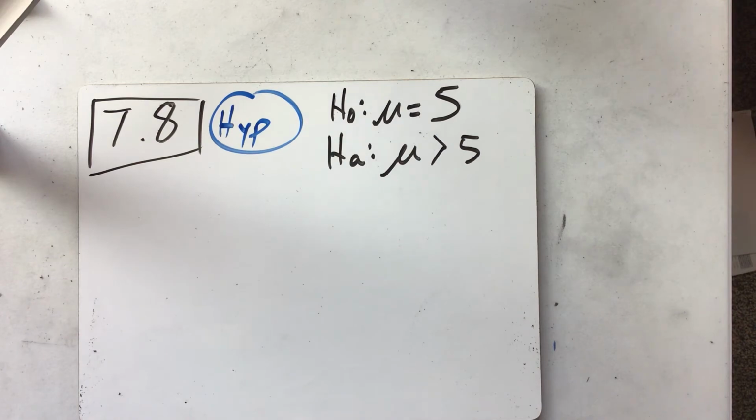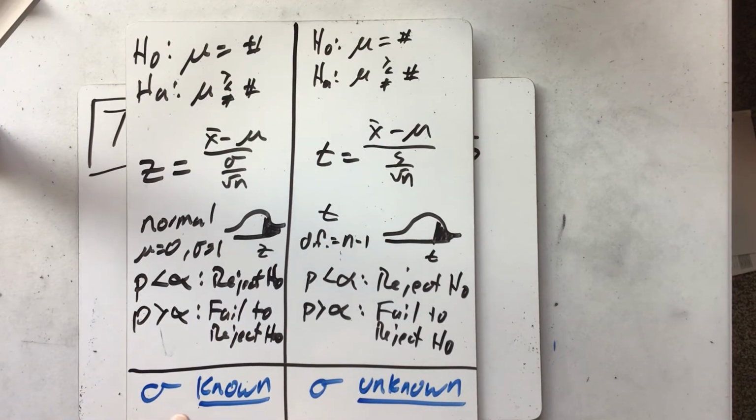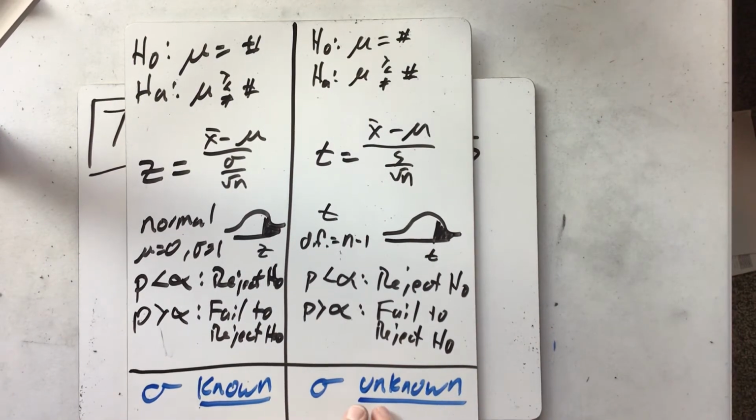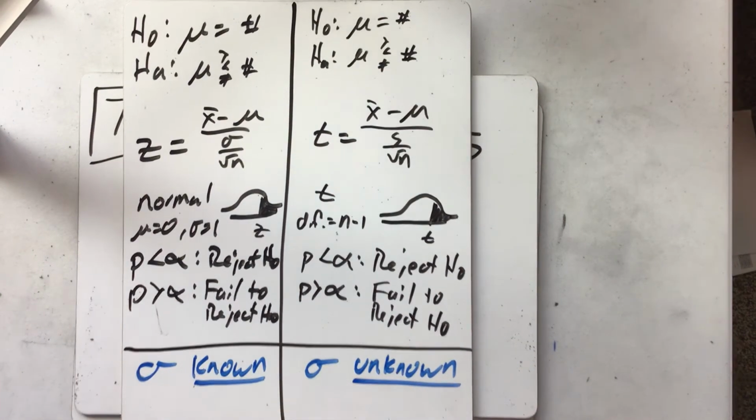Which one is it going to be? And to do this, I'm going to come back to my page that I had here and ask my question: do I know what sigma is, or do I not know what sigma is? Do I have a big sample or do I not have a big sample?